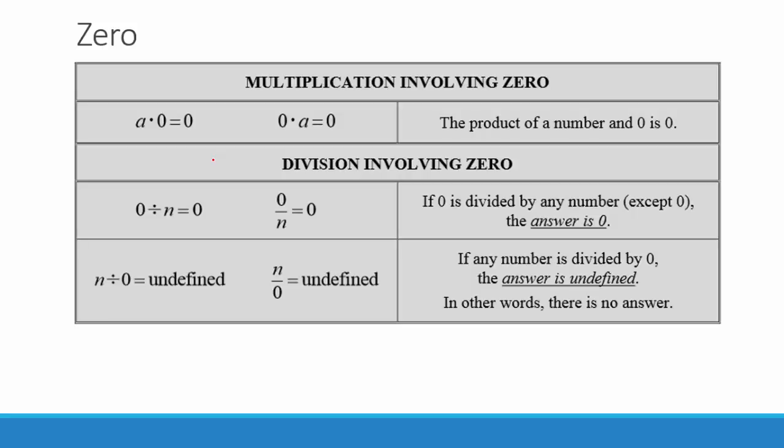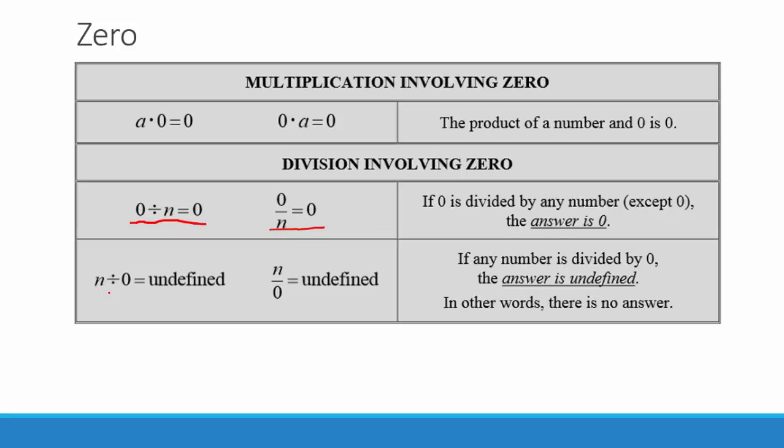When we multiply and divide using 0, we need to follow these rules. For multiplication, any product that has a 0 in it is equal to 0. For division, we need to be careful. When we have 0 divided by a number, we get 0. In fraction form, you can see 0 divided by a number is also equal to 0. If 0 is divided by any number except 0, the answer is 0.